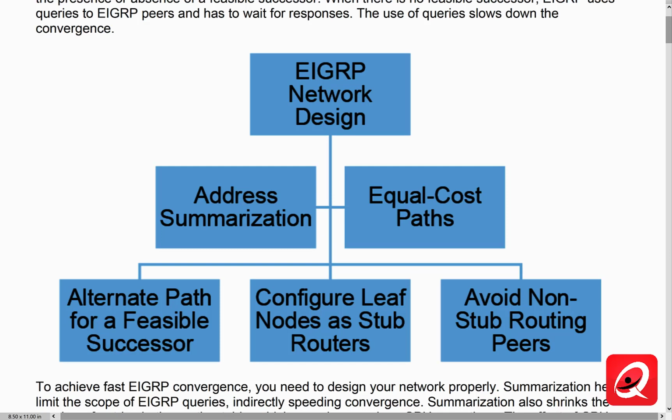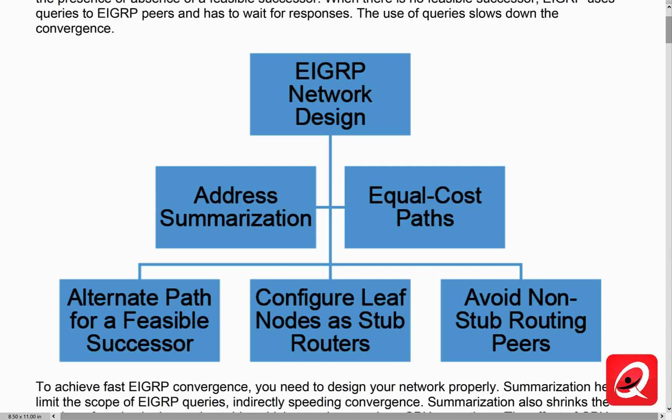Summarization is going to limit the scope of queries. Summarization shrinks the number of entries that you have in your routing table. That's also going to speed up CPU operations on the router itself. In the past, that might have been a bigger concern, when routers had really bad or slow CPUs. Now we don't really concern ourselves with that as much.